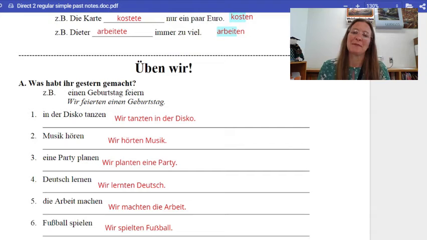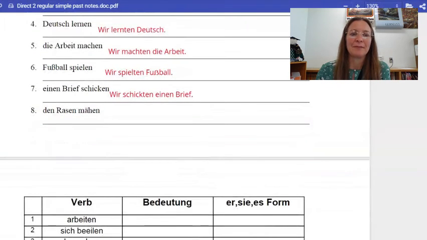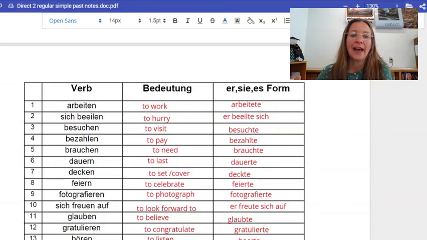Einfach, yeah? That's why they call it simple past. One verb, it goes in the conjugated verb position, and that's all you need. Okay? Gehen wir weiter. Oh, I forgot one. Wir mähten den Rasen. Nummer 8. Okay, I have a table here.